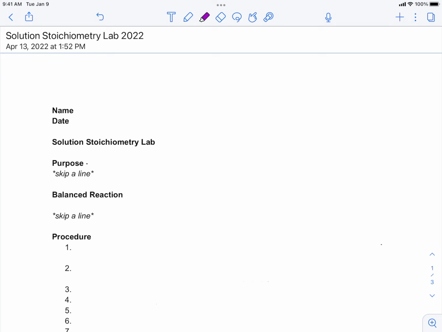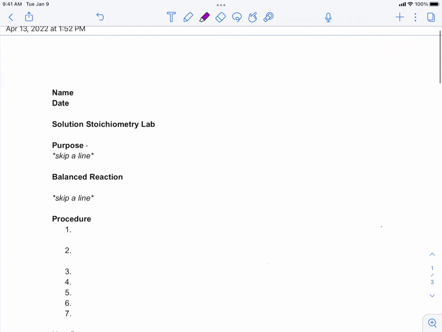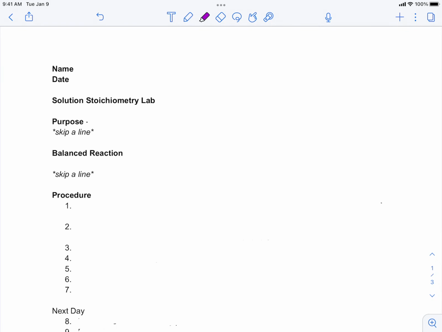On your paper, you're going to have the name and the date, and this is called the Solution Stoichiometry Lab. So please pause this whenever you need to write things down. And again, if our procedure doesn't make sense, it will when I demonstrate it for you next time I see you. So the purpose of this lab is to make a predetermined amount of copper carbonate solid. So that's what I just showed you how to do mathematically, and we're going to do that in lab next. I already showed you the balanced reaction. It looks like this. Make sure you have it copied down and ready to go, and skip a line between each of those two things.